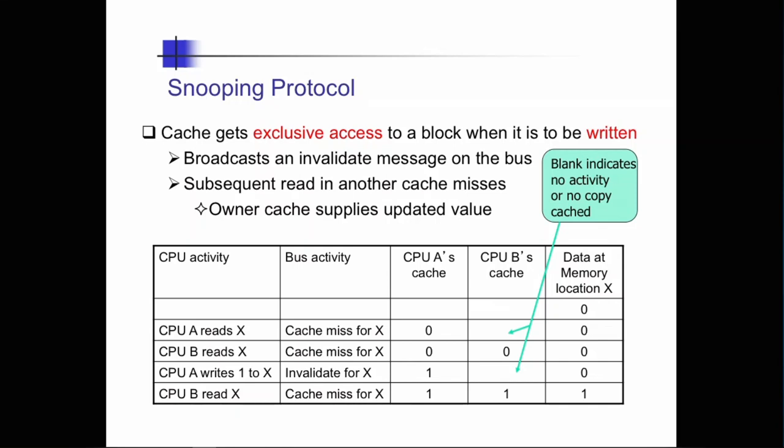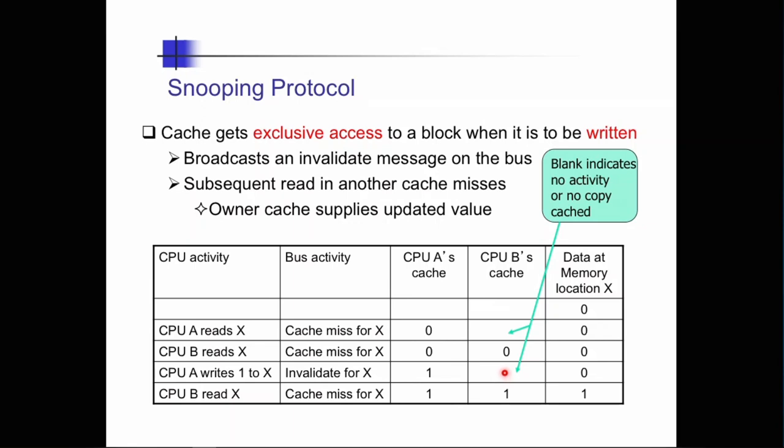Next, when CPU B tries to read X, what is going to happen? Well, when CPU B tries to read X, it is going to try to look at its own private cache. We are going to have a cache miss for that X because there's nothing in CPU B's cache. And what happens if we get a cache miss?